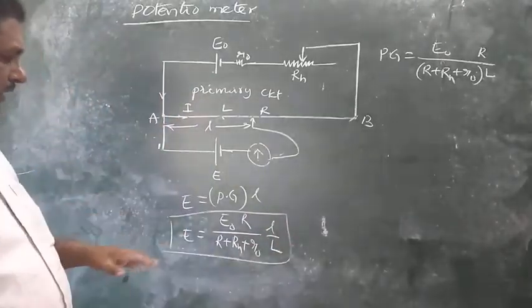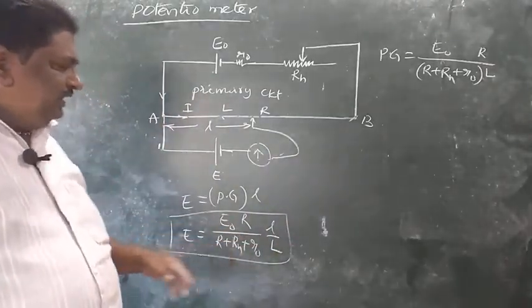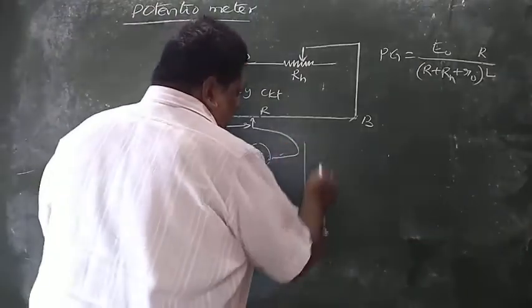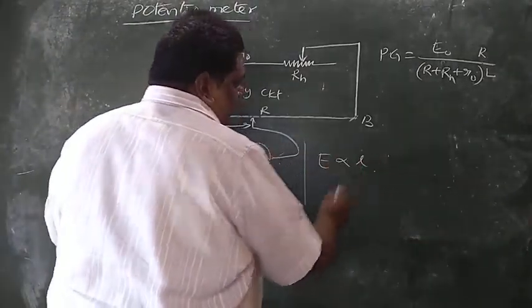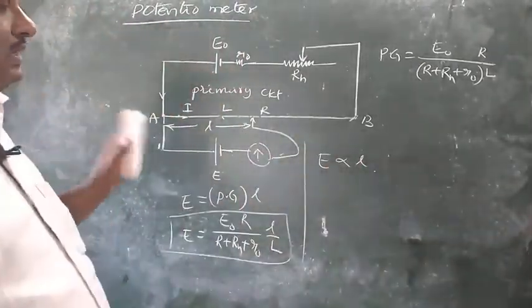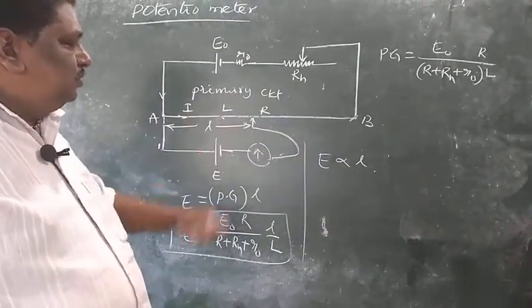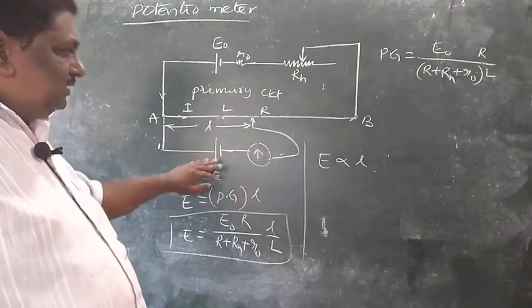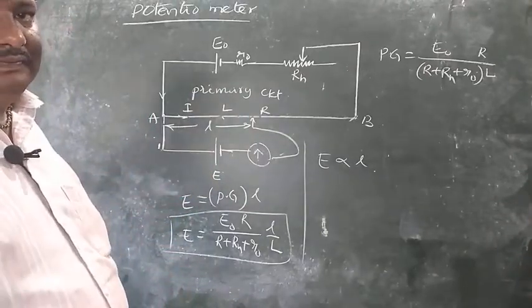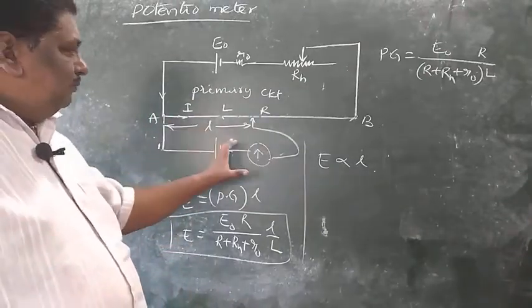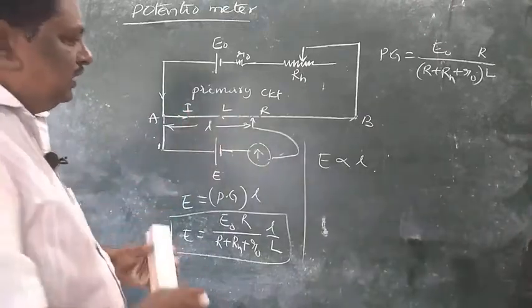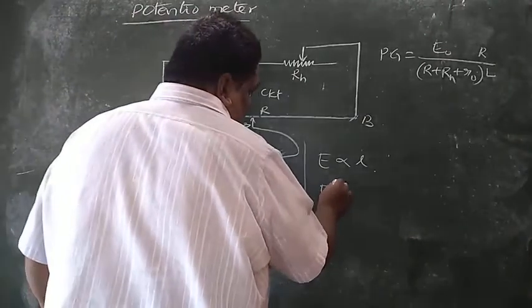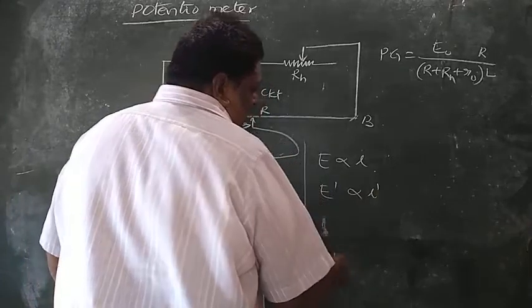Therefore, with everything else fixed, E is proportional to L. EMF is proportional to the balance length. The more the balance length, the more the EMF. Suppose this is replaced with another cell. Then in the same process the balance length is found. Its EMF is E dash, and the balance length is L dash.